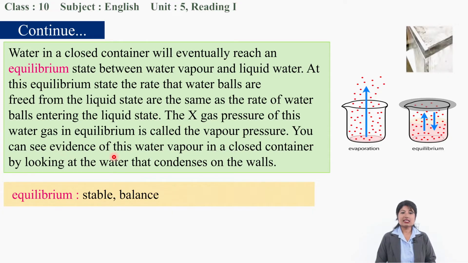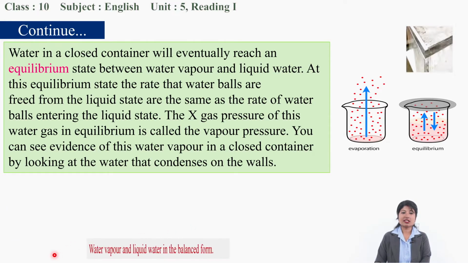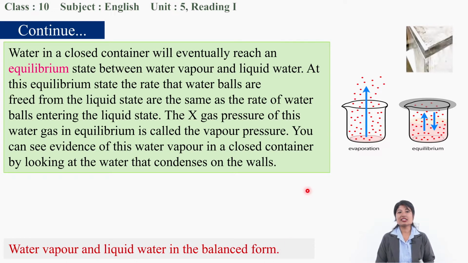You can see evidence of this in water vapor in a closed container by looking at the water vapor condensing on the water. It comes back. Gas changing into water again, that is condensation, right? Condenses, compress, squeeze. So water vapor and liquid water in balance is the equilibrium process. Did you get that? Water vapor changes into water? Yes, it can change into water again.